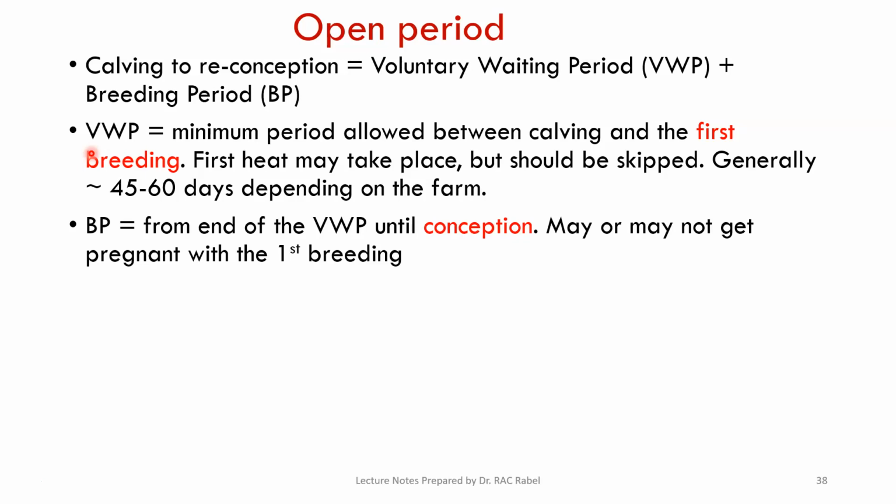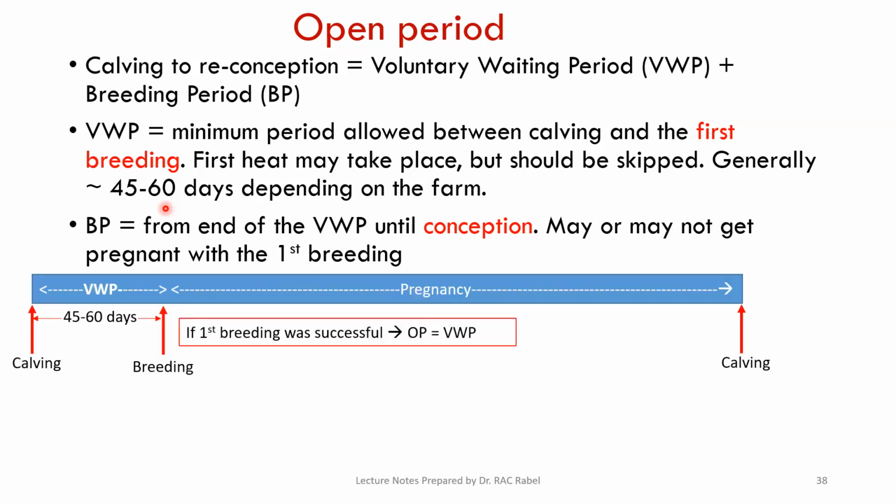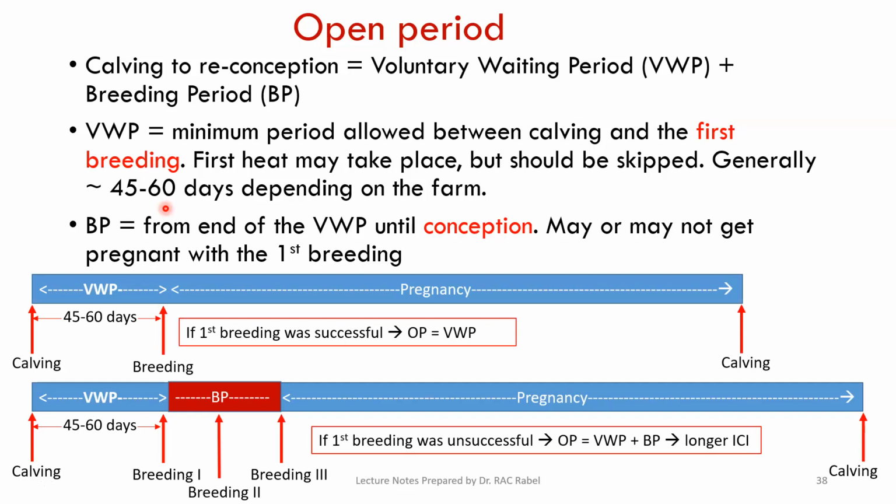Even if the animal comes to heat, sometimes animals do come to heat, right? We skip it, and generally about 45 to 60 days, we don't make an effort to breed. We keep them away from the bull or inseminator. Even if they come into heat, we just let them rest. So think why we do that. Right, so these are self-explanatory. If the animal becomes pregnant or conceives with the very first breeding, very first AI or natural breeding, voluntary waiting period equals open period.